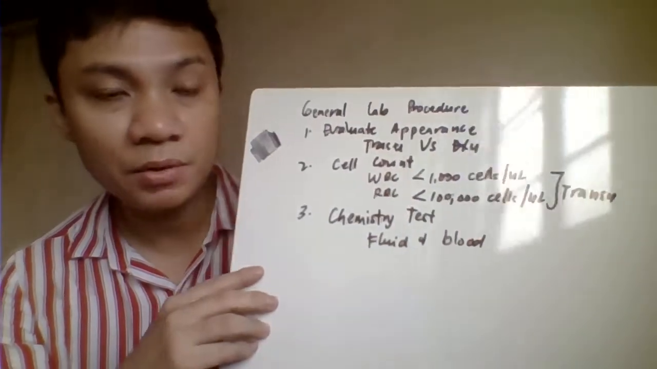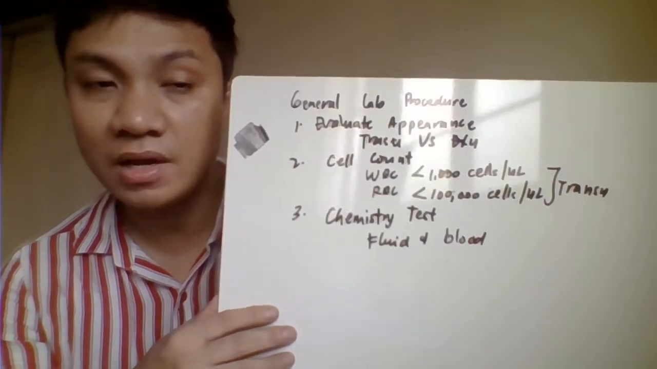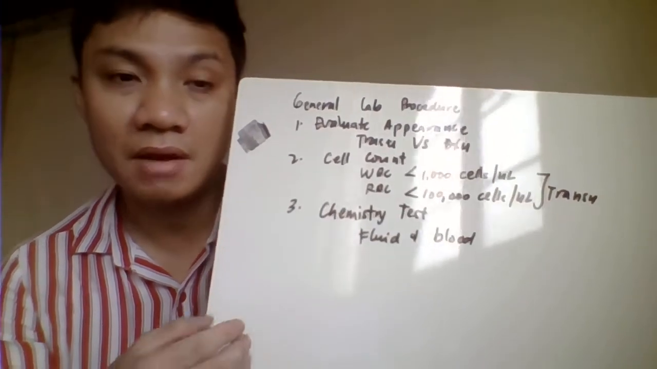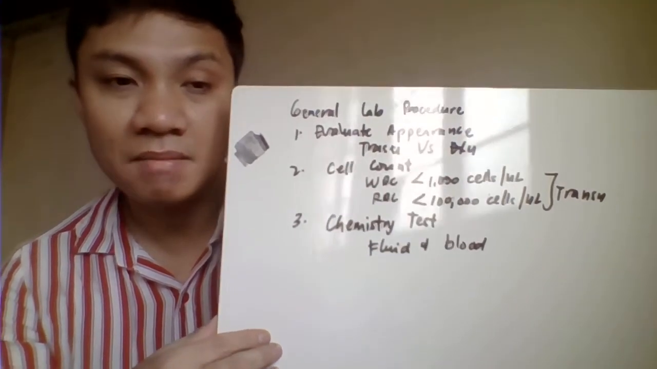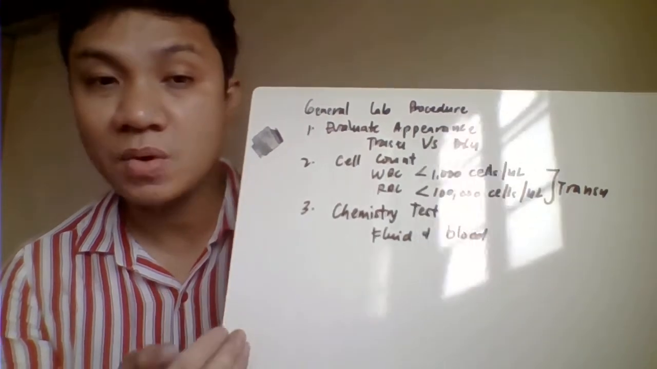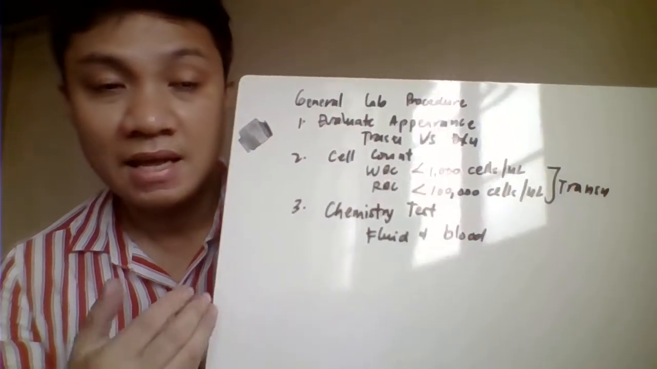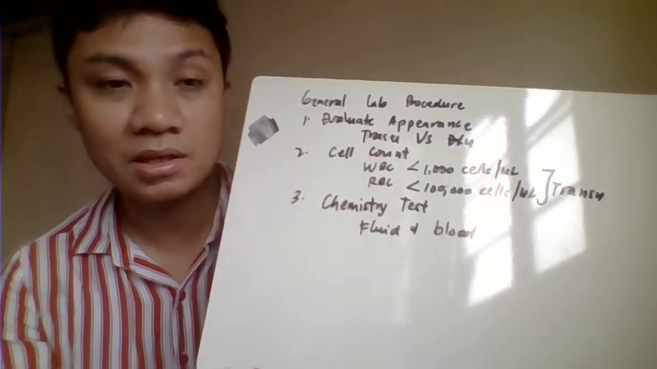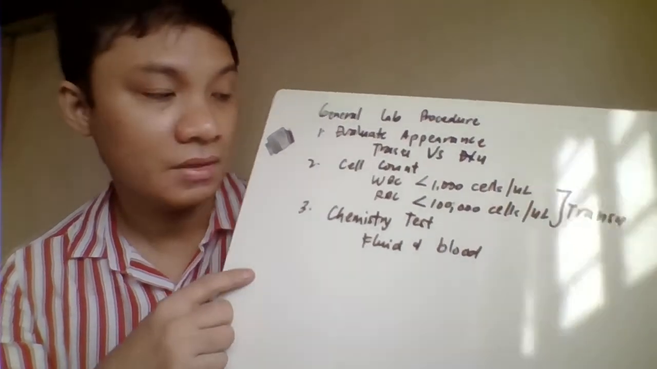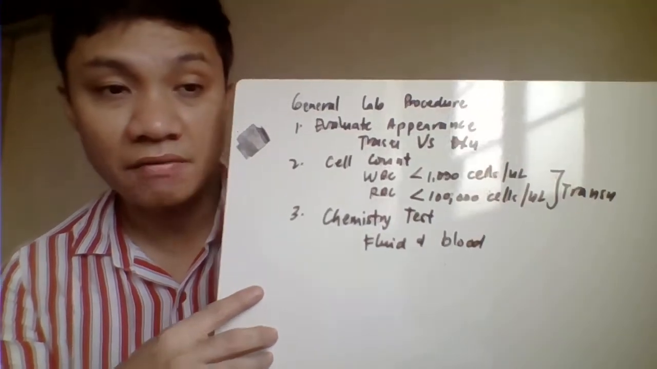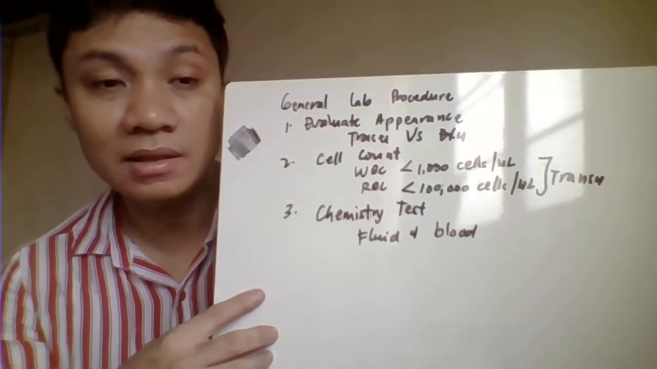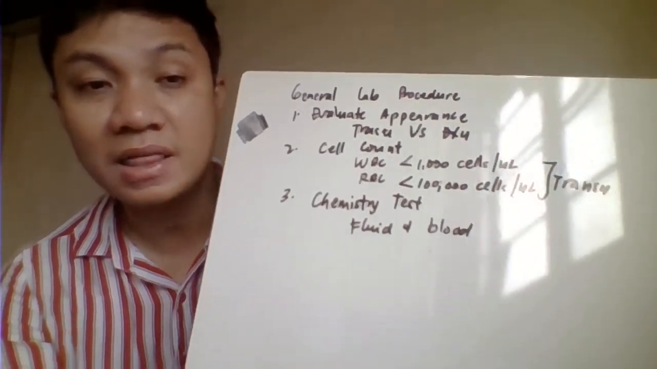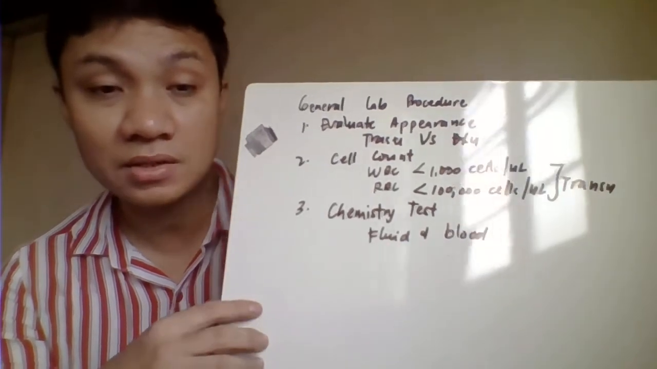Okay, we have general laboratory procedures that we do for serous fluid analysis. The first one, you need to check the appearance of your specimen. It's very important because this is how you are able to classify if the fluid is transudate or exudate. As I mentioned, transudate most likely does not require further analysis. For the cell count, the cutoff for WBC count is less than 1,000. For the RBC count, less than 100,000. But if the values are more than that, then we consider that your exudate.